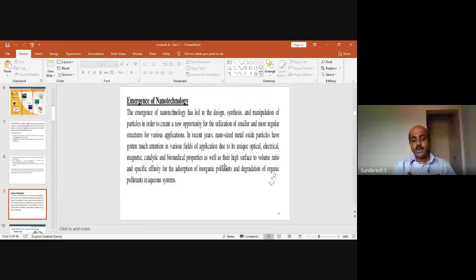See, these are all the physical properties I am talking about: the specific surface to volume ratio, and their chemical property, that is, a specific affinity for absorption of inorganic pollutants and the degradation of organic pollutants in aqueous systems. In the sense, the emergence of nanotechnology has given plenty of opportunities for us to utilize the unique properties that the material can exhibit across the nanoscale. So, making use of those properties, we can use it for various fields of application. This is what the emergence of nanotechnology has benefited. Right?